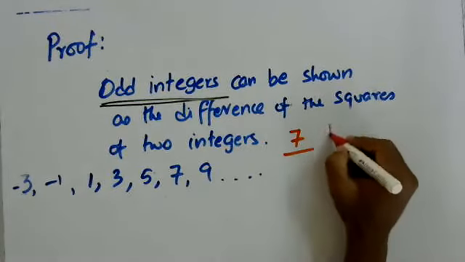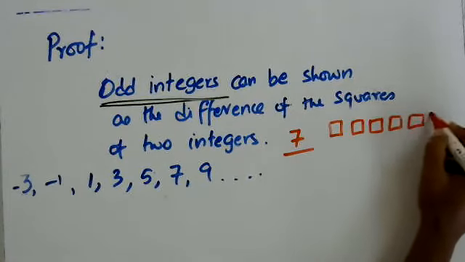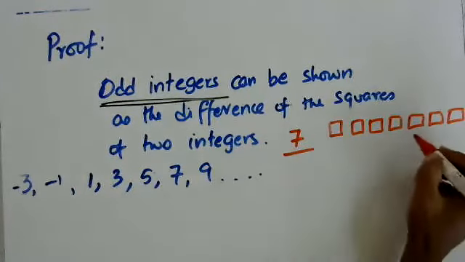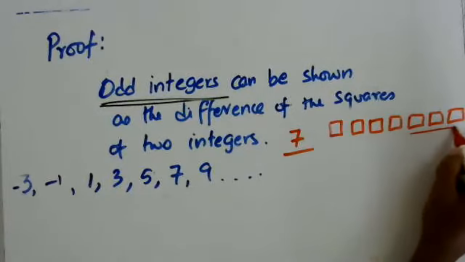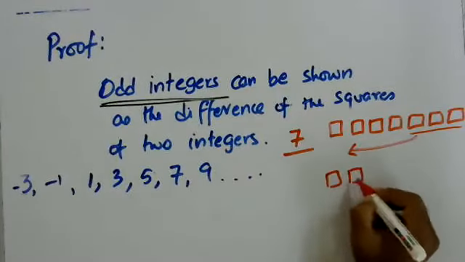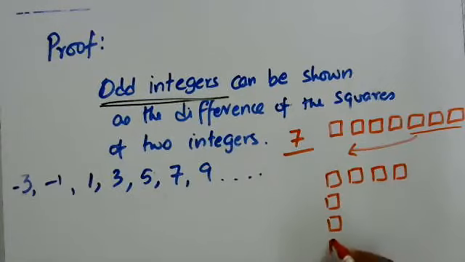Okay. So I organize 7 as 7 blocks. Okay, is that clear? Now, I'll move 3 of these blocks over here. Okay, how will I do that? Did you get this? How many blocks do I have now? 7. Okay. Now, does anybody have any clue what I'm going to do next?